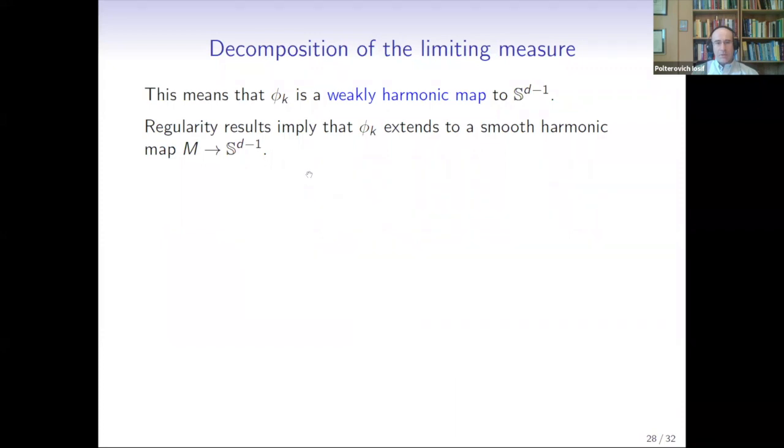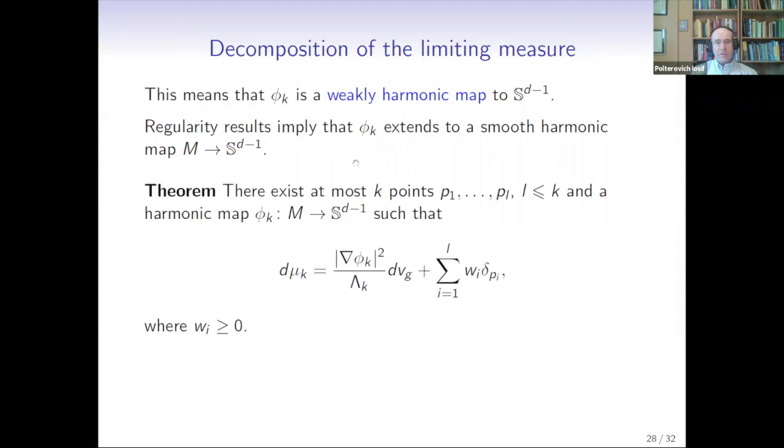And so recall that we had just finitely many bad points, so we just had to remove those singularities, which is possible to do. And we got the following result. So we show that there exist at most L points, which we denote by P1, ..., PL, and a harmonic map phi k from our surface into a sphere such that the limiting measure looks like this.